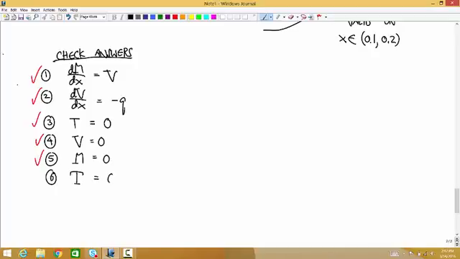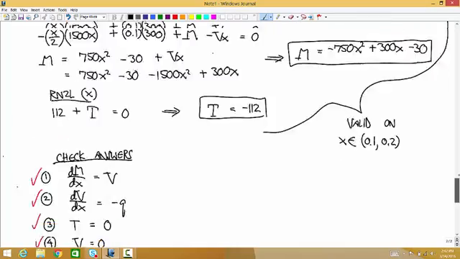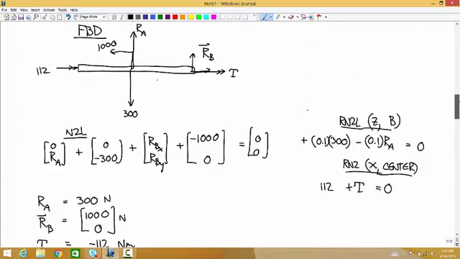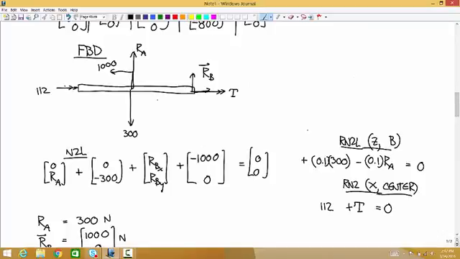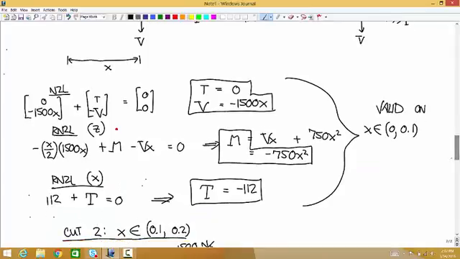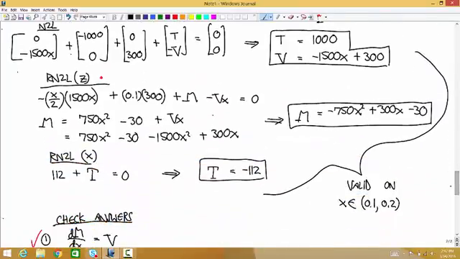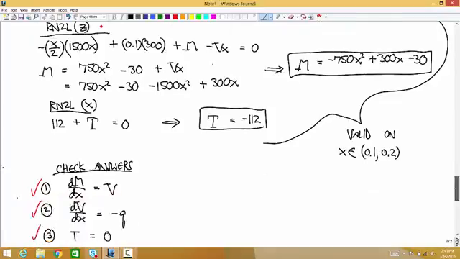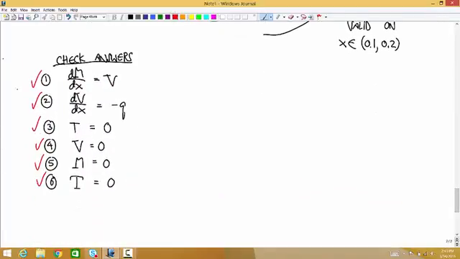The internal torque is equal to 0 at an endpoint if and only if there's no point torque at that endpoint. Is there a point torque at the left endpoint? Yes. Is there one at the right endpoint? Yep. So those should both be non-zero. And we get negative 112 at the left endpoint and negative 112 at the right endpoint. Any questions about that?